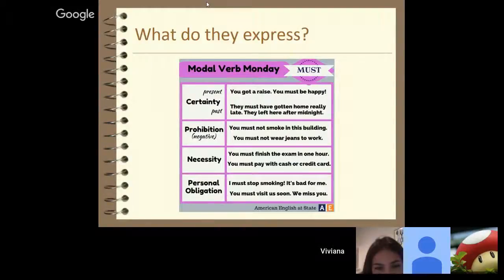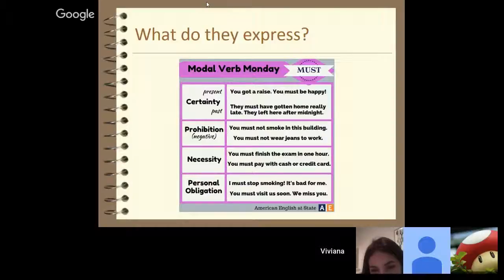Good. Thank you. So this verb must is when you have to do something. Yes? It's something that has to be done, like it has an obligation. Well, we could have it as we see in the certainty, in the present, and in the past, as a prohibition, that is when it's negative, and as a necessity and a personal obligation. For example, every Saturday and Sunday I must give you the English class. So it's something that I have to be doing at that time.